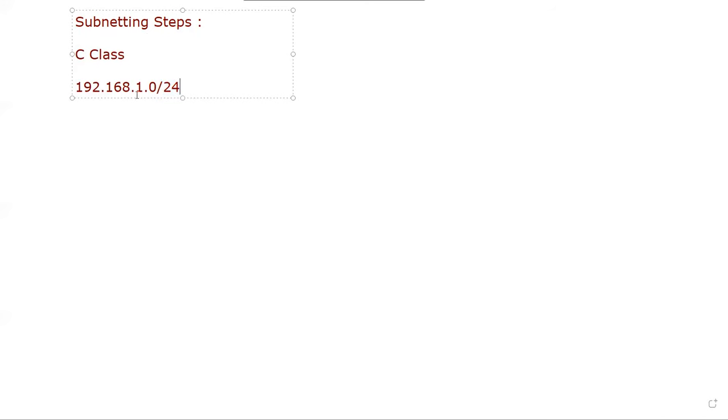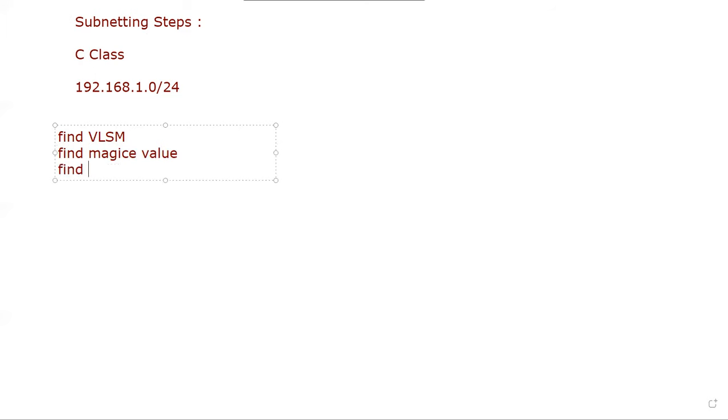Now we have to check the steps. First step is find VLSM. What is my variable length subnet mask? Now we know that this is FLSM, but we have to solve it like VLSM. Second step is find the magic value.